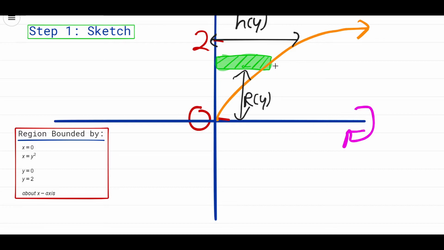The height of that disk is from this point right here to the axis. So it's just y squared, and the r of y is the distance between the axis of revolution and the disk.